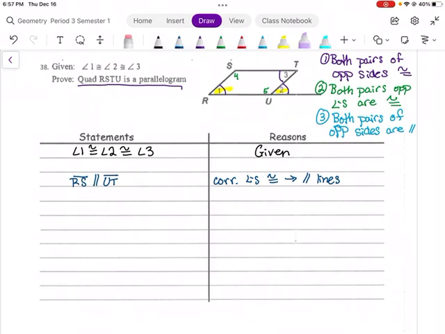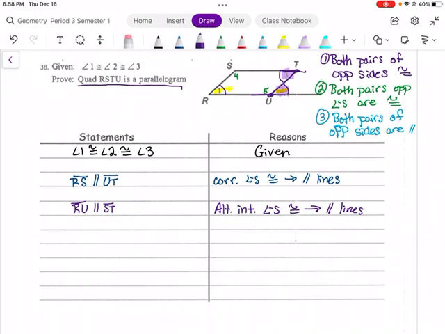Then, if we look, angle 2 and angle 3 would also be an angle pair. Those ones are alternate interior angles. And those are between lines RU and ST. So we can say RU is parallel to ST. And we can put that alternate interior angles congruent implies that we have parallel lines.